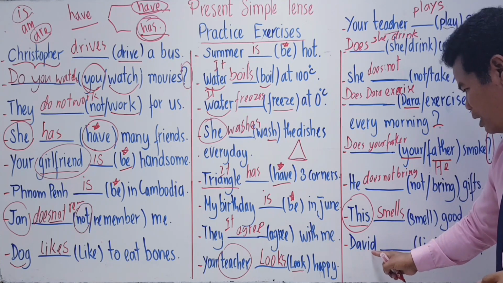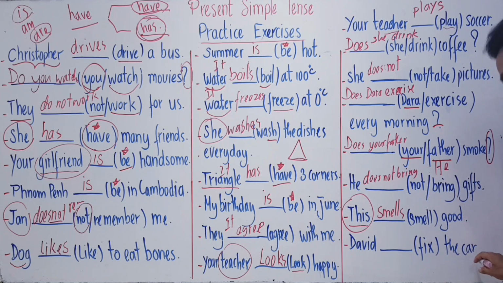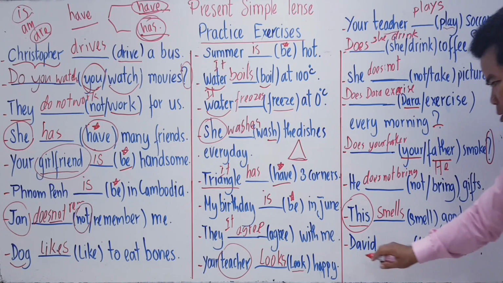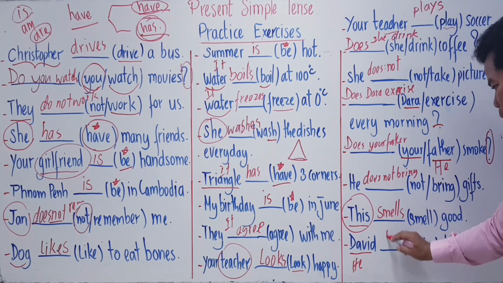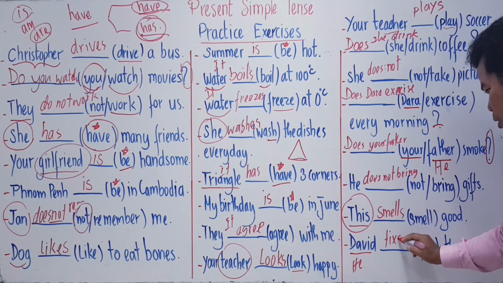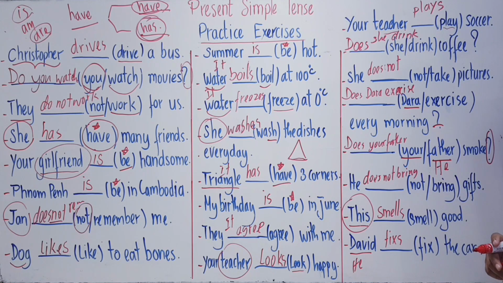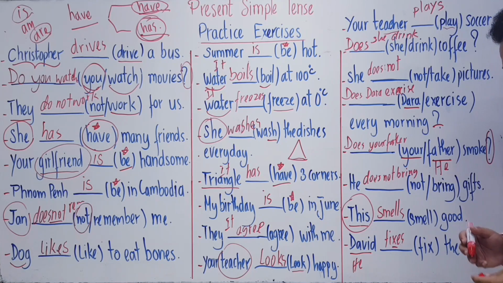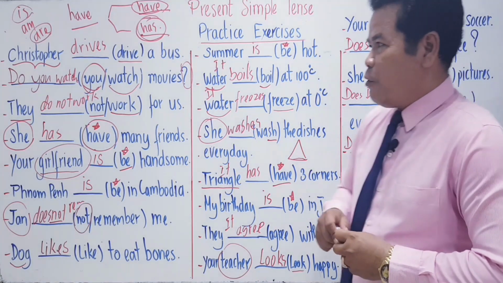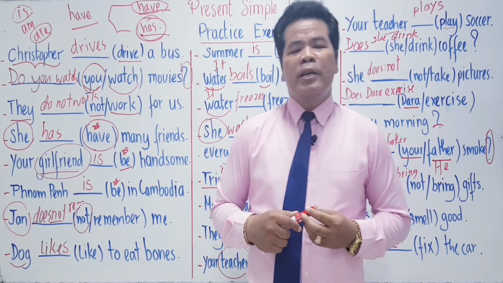Let's go to another one. David fixed the car. So where's the subject? David is the person, he. So fix, can you put S? You still remember? Fix cannot take S, okay? So you have to use this one. At the end of the verb, we have X. So what are you going to add? Not only S, it's ES. Okay, that's all from the exercise we are doing together.